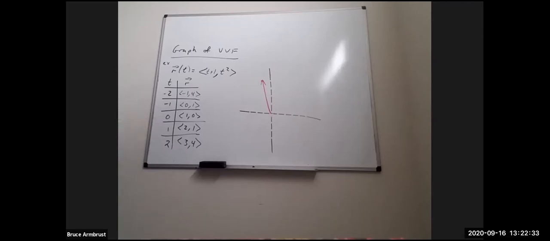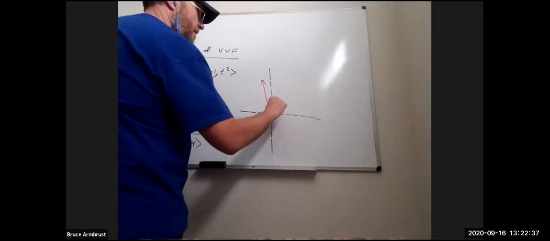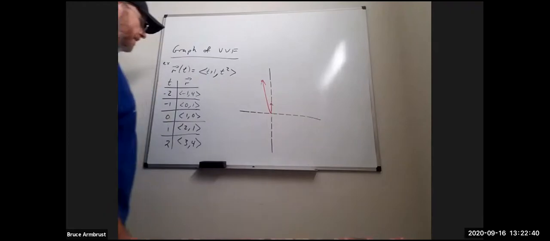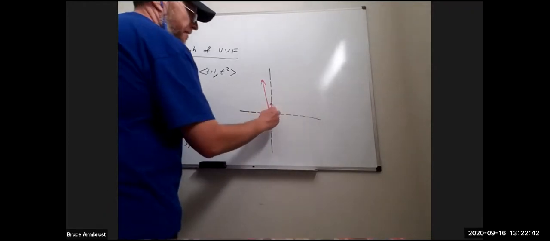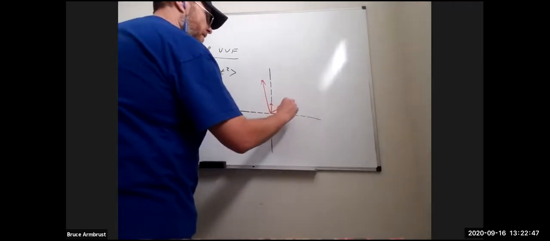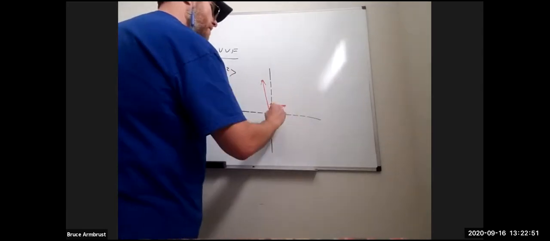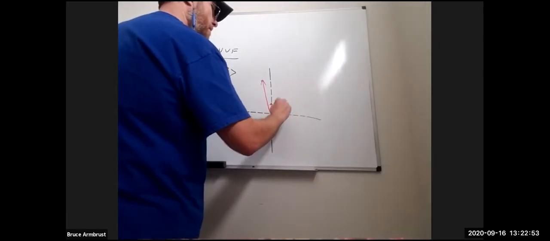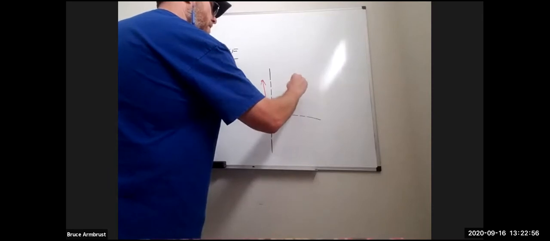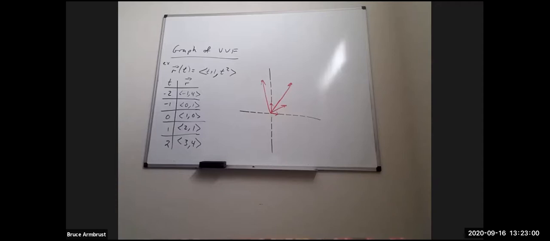Okay, then at t equals -1, we get the vector 0, 1. So that looks like that. Then we get 1, 0. Then we get 2, 1. And then we get 3, 4. All right, so that's the graph of those 5 values.